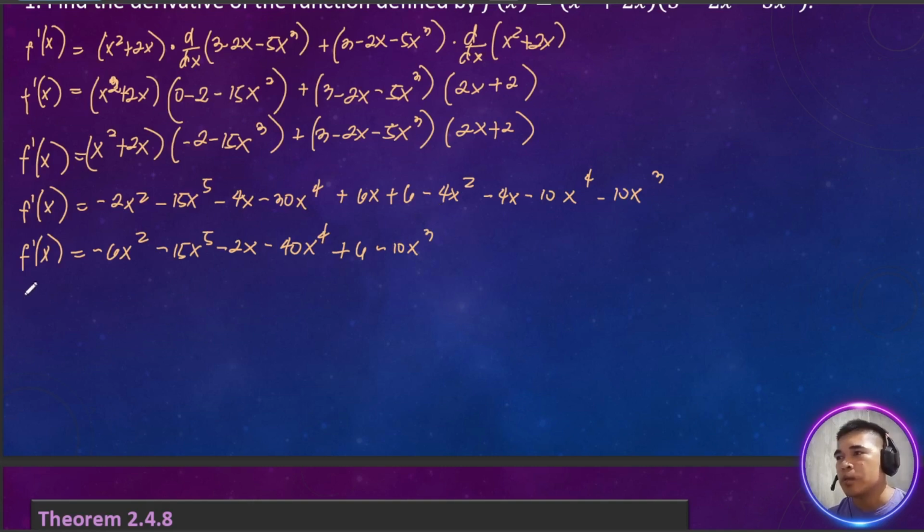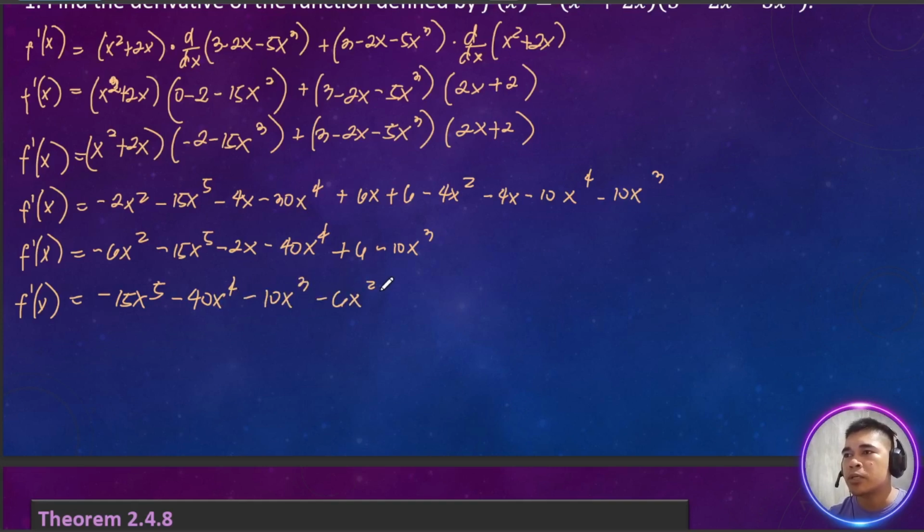Okay, so arrange the negative 15x to the power of 5 minus 40x to the power of 4 minus 10x cubed minus 6x squared minus 2x plus 6. So that is the final answer.